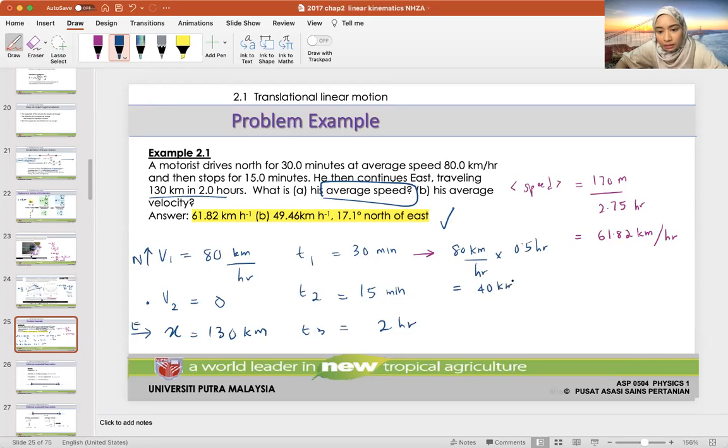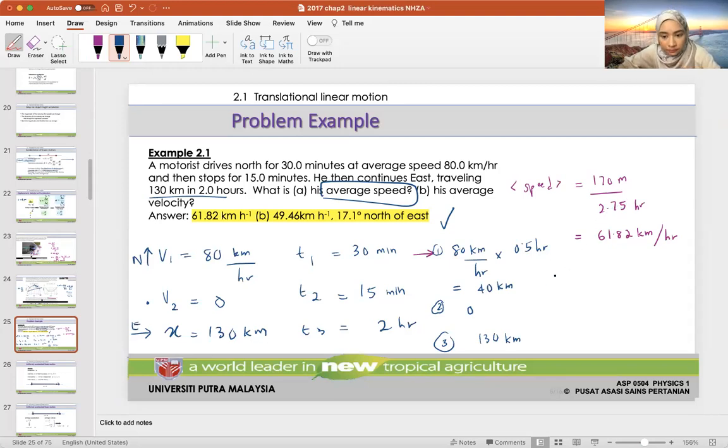Okay, so the next distance. Is there any distance for the second one? No, so it's 0. And then the third one, 130. So 130, no need to do anything. Okay, what about total time? Not clear, doctor. How did you calculate the total time to be 2.75?